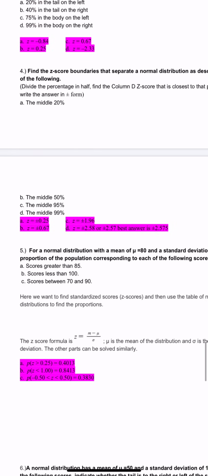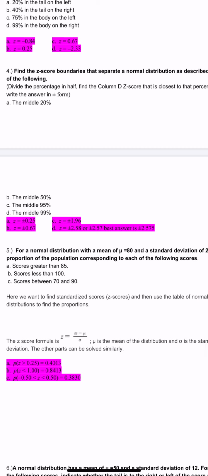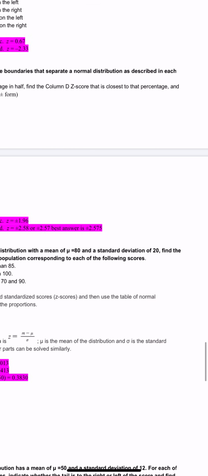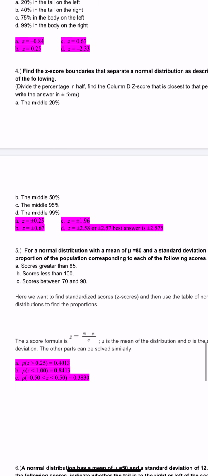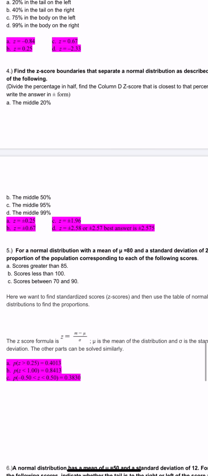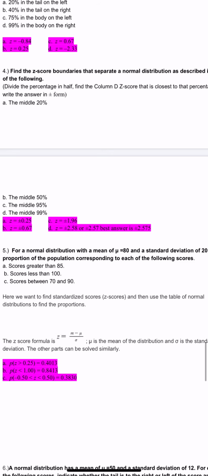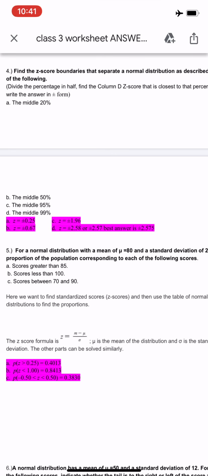All right. So now we start with word problems using all the information we just learned previously in this lecture. For a normal distribution with a mean of 80 and a standard deviation of 20, find the proportion of the population corresponding to each of the following scores. Scores greater than 85, right? It's the same thing as when we did the questions when we were looking for the proportion greater than.